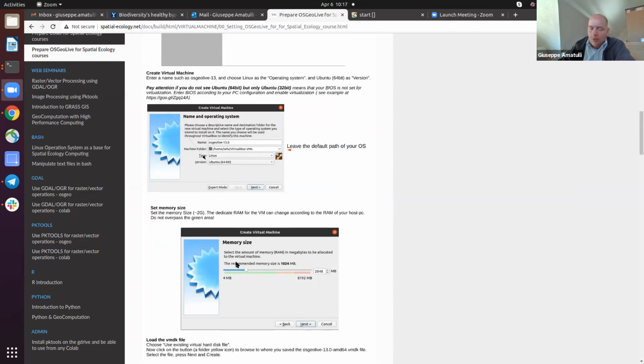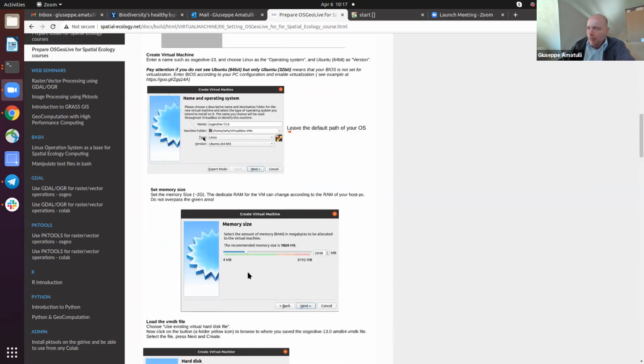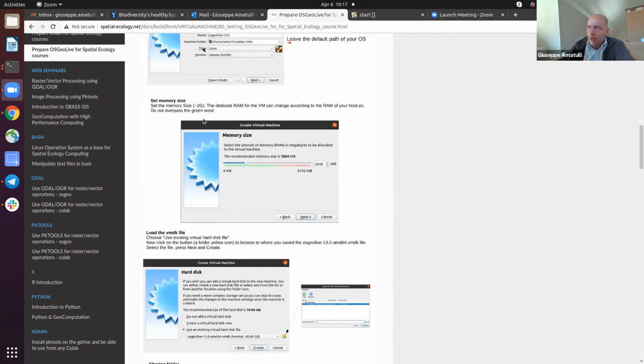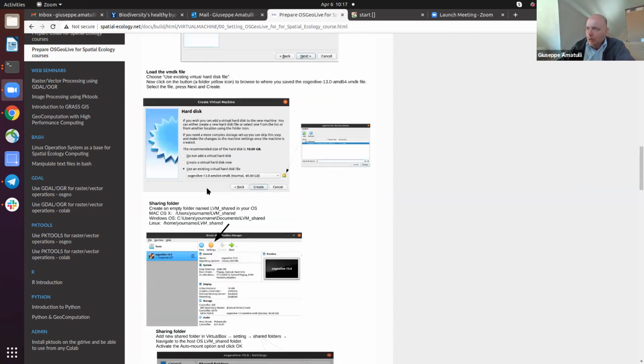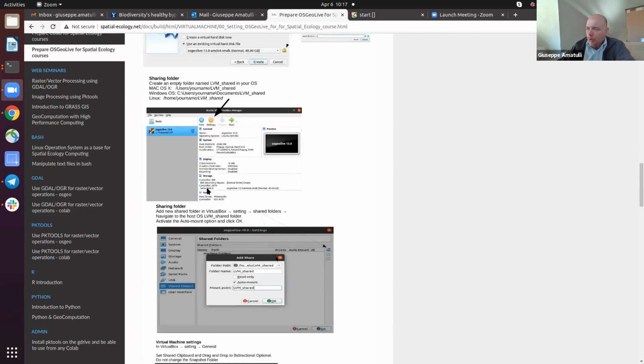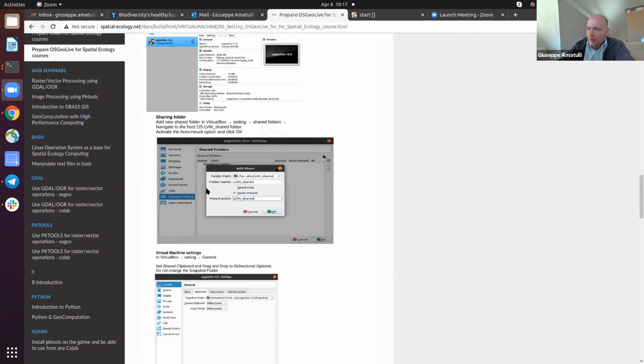Pay attention not to overpass the memory size, stay in the green area. Also, have a computer with a minimum of 8 gig or more, if not you can encounter a problem. And then for the rest, it will come along quite easily, following the steps in the video tutorial.